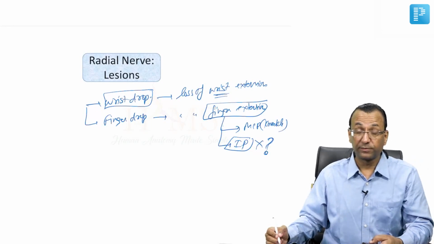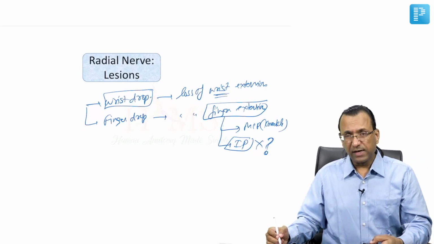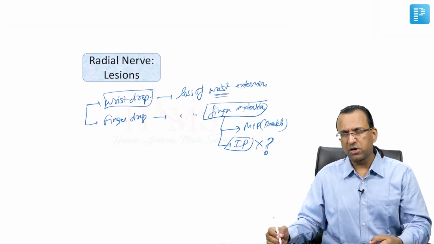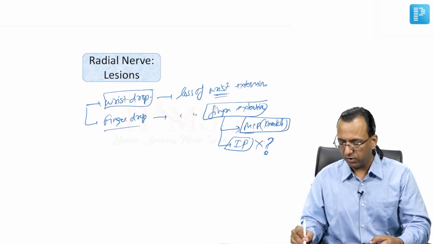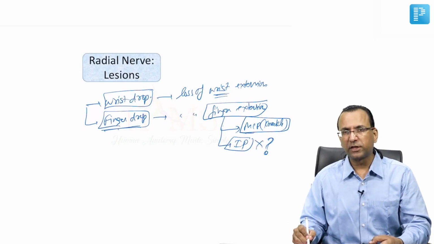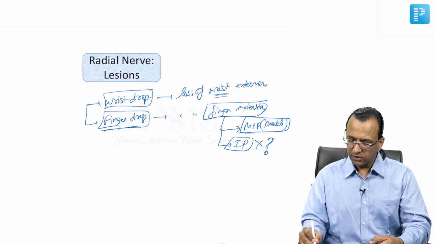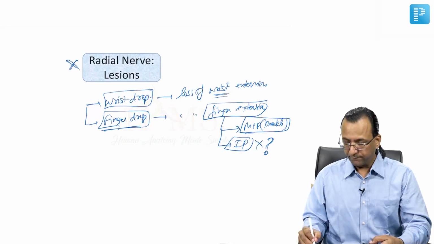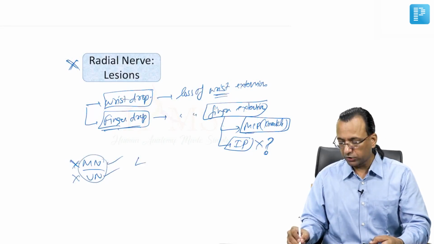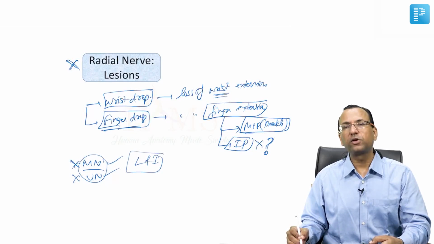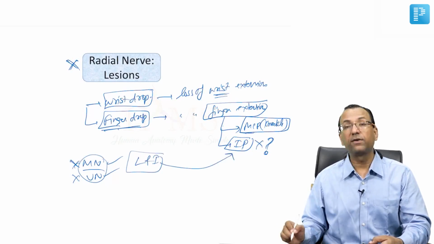This you have to discuss. Is there a loss of IP extension or not? Because MCP extension will be lost, that is understood, that is called finger drop. Finger drop is loss of MCP extension. But what about IP? Is it working or not? See, it is radial nerve injury, not the median nerve or ulnar nerve. It's still working. And because lumbricals and interossei are still working, they can still do interphalangeal extension.